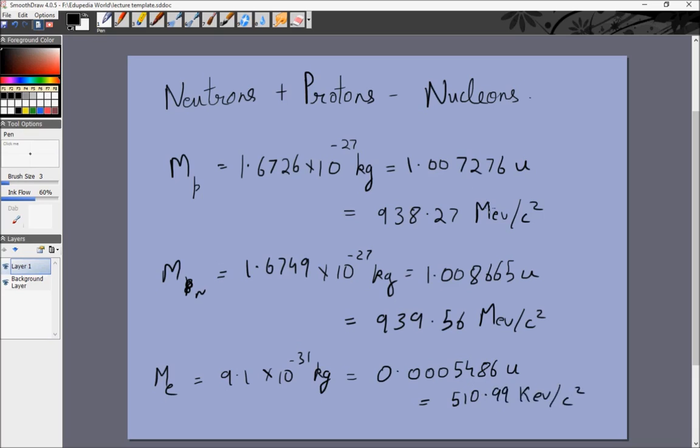Now, first of all, what is this M and K? M stands for mega electron volts and K stands for kilo electron volts. 1 mega electron volt is equal to 10 to the power 6 electron volts, and 1 kilo electron volt is equal to 10 to the power 3 electron volts. Right. Now let's look at what this whole term is, mega electron volt per c square.